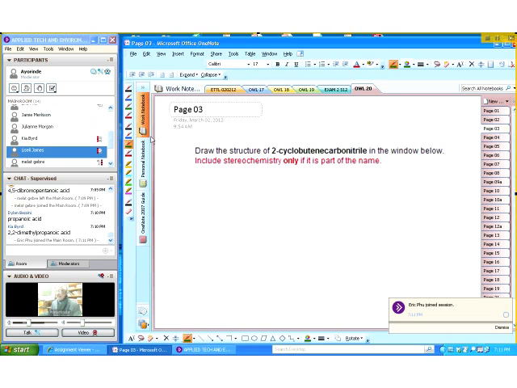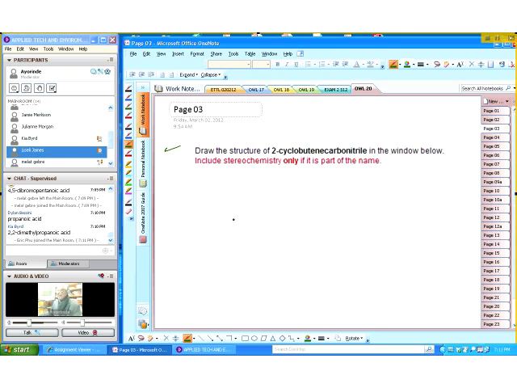Let's see. Dylan, go ahead and read this for us. Draw the structure of 2-cyclobutene carbonitrile in the window below. Okay, 2-cyclobutene carbonitrile. So what will be the base name for this molecule? What will be the base name for this molecule? We have 2-cyclobutene. How many carbon atoms do we have in there? In the base name? Butene. Okay, we also say cyclo.